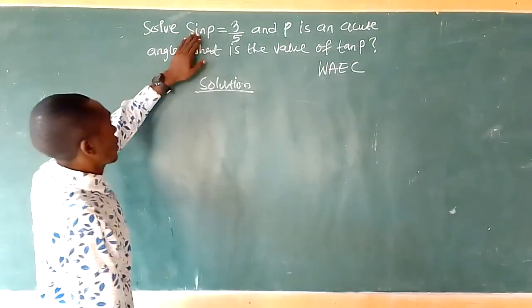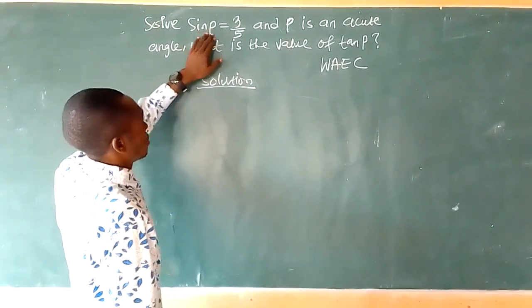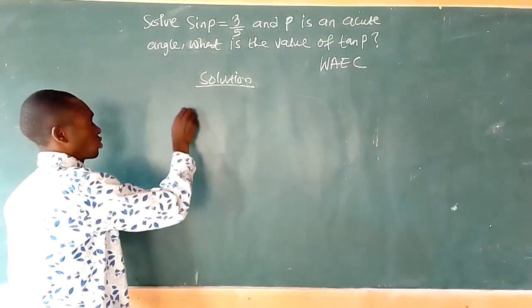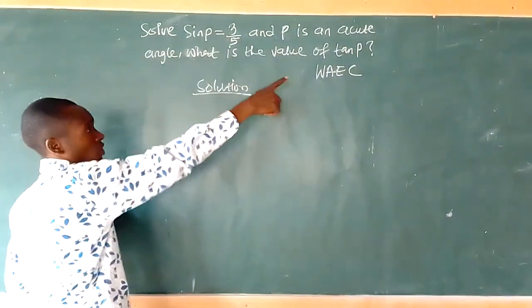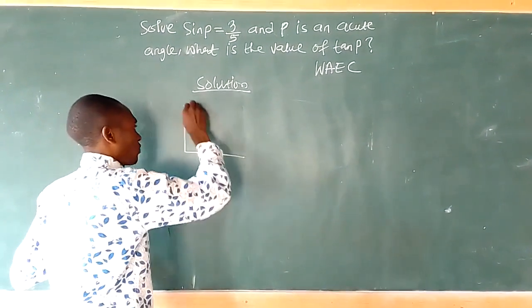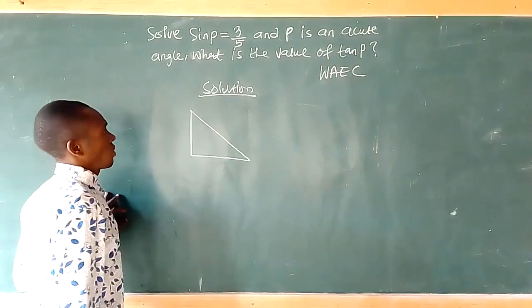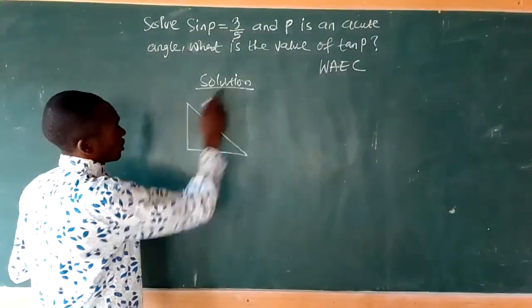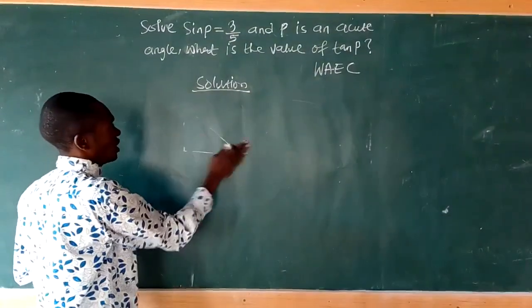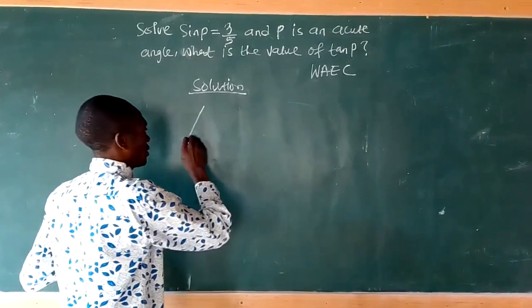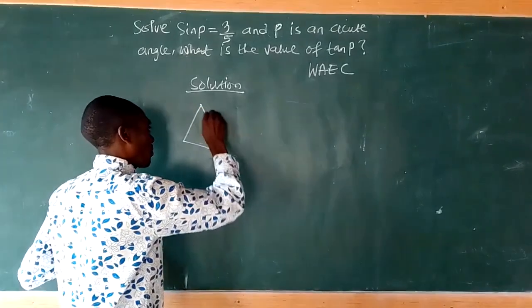There's a hint given to us that sin p is equal to 3 over 5. Since the angle given is an acute angle, the first thing you have to do is draw our angle. An acute angle means that it is less than 90 degrees. So we can have something like this.